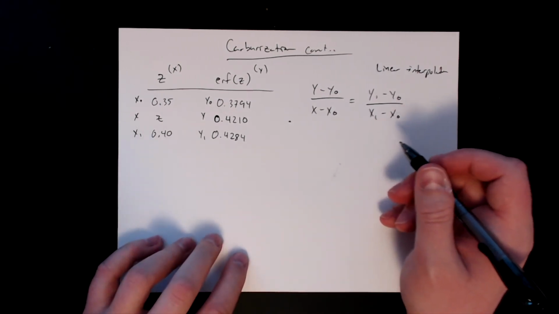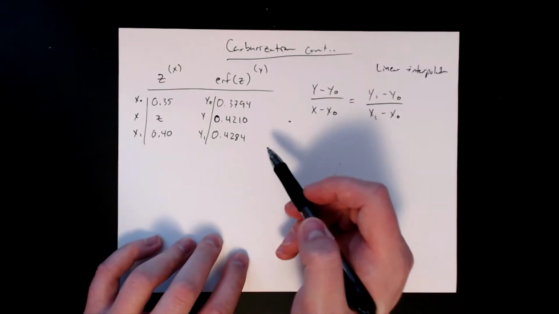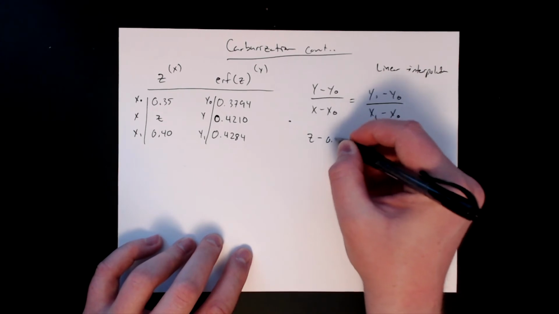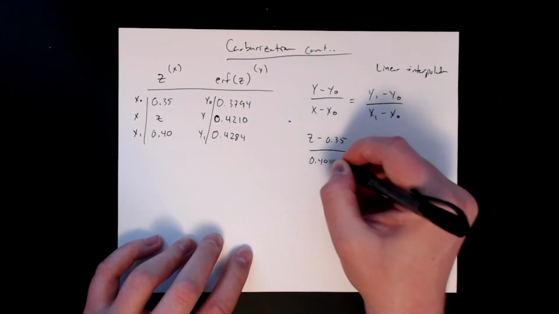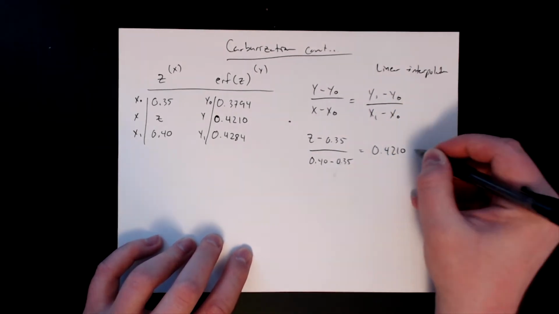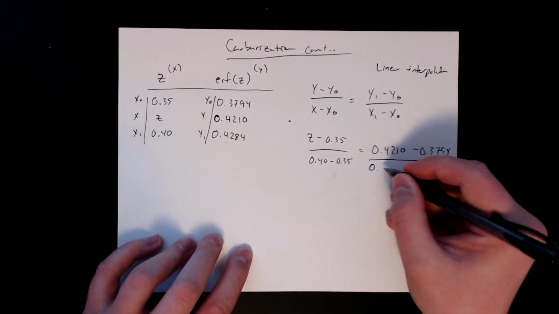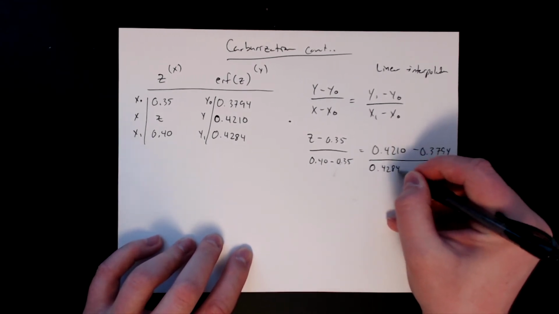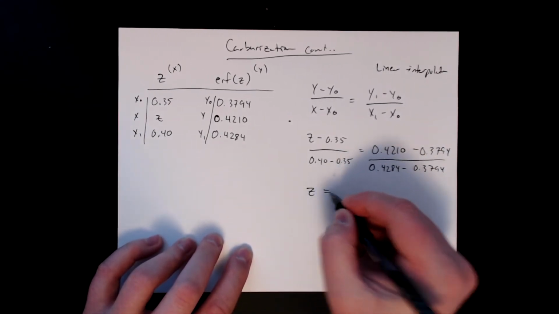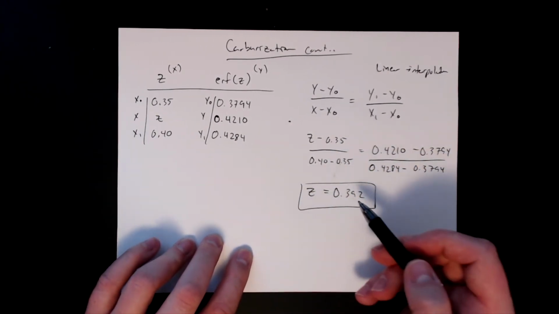So we can plug in all of the values. Using this, we would get something like this. It might look slightly different, but it will still work, as long as you keep track of what is x and what is y. And so solving for the z term, we find that it is 0.392 once we plug all of that in.